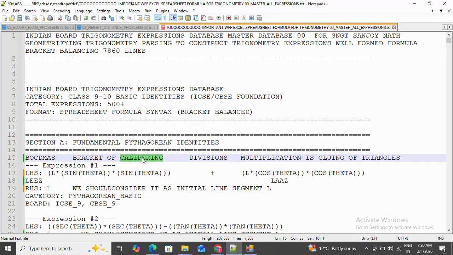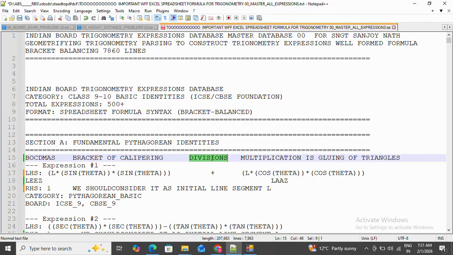Division is the first fundamental operation after doing the calipering, and the calipering of the geometric operations is very much necessary to construct or deconstruct the triangles. Ultimately, calipering is the fundamental operation after the bracket balancing of the syntaxes is done, and after doing the calipering we can do the divisions. Divisions mean, in Sanjoy Nath's Geometrifying Trigonometry, constructions of triangles from two given line segments, and we can construct 4 different kinds of triangles from the numerator line segment and the denominator line segment.